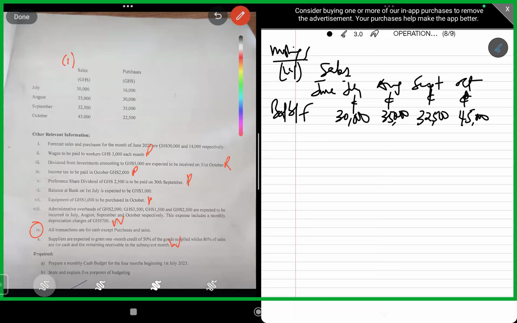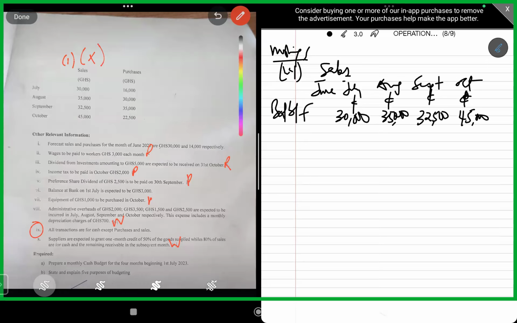Where is it? And X is also on sales. So look at the workings. I says what? Read I. I says forecast sales and purchases for the month of June 2023 are 30,000 and 14,000 respectively.